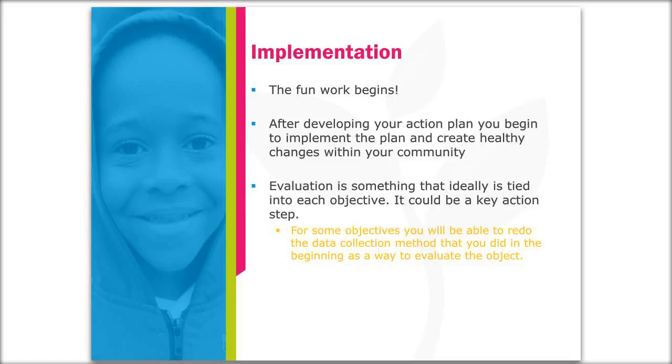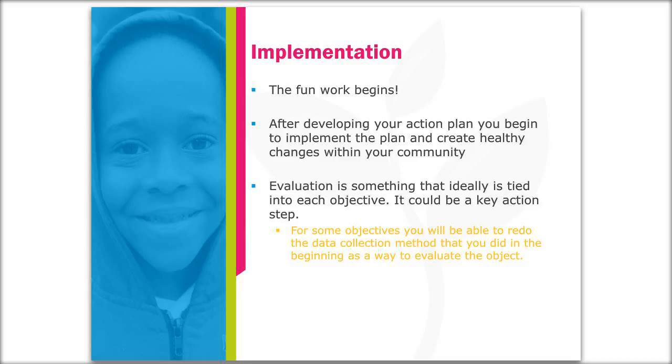So for example, you did the student tallies to identify how many kids were driving, walking, or bicycling to school on a daily basis. You found out that there were really low rates of kids walking. Most kids were riding the school bus or getting dropped off. So after a year of implementing your program, you could redo the student tally as a way to evaluate your progress, and hopefully you'll see that more kids are walking to school than when you started.